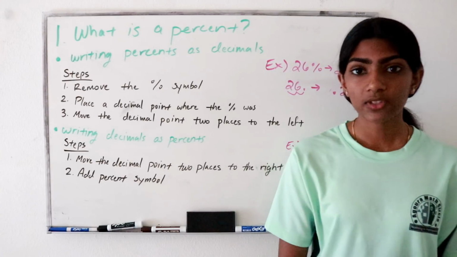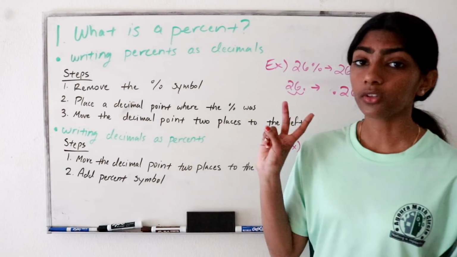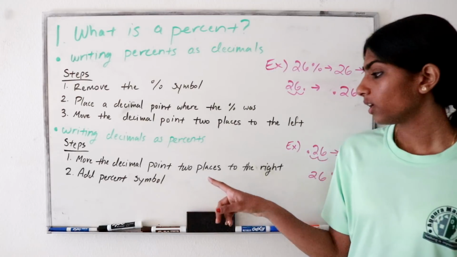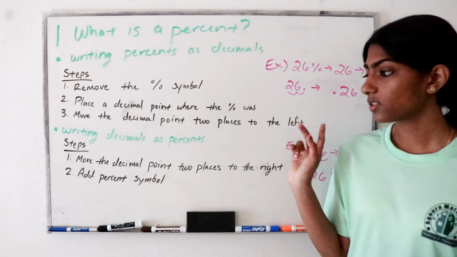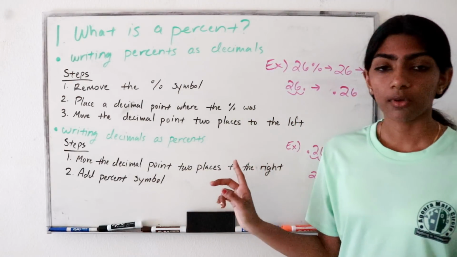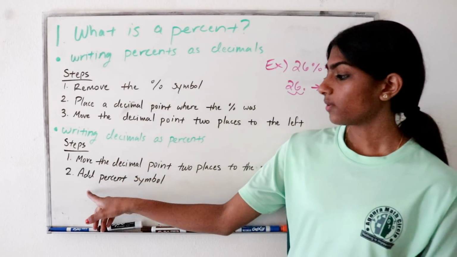Next, let's look at writing decimals as percents. So first, there's only 2 steps for this. First, you want to move the decimal point 2 places to the right. So 2 places to the right here, 2 places to the left here. So you want to move it 2 places to the right, and then you want to add the percent symbol.